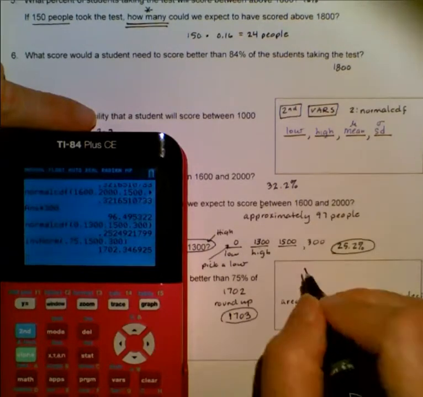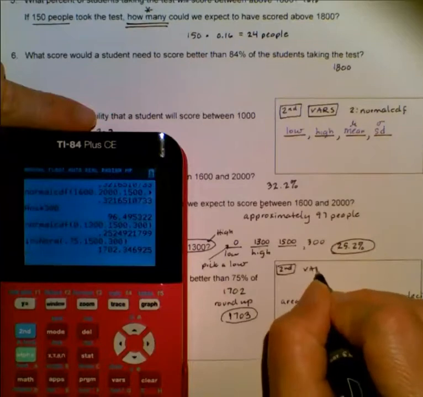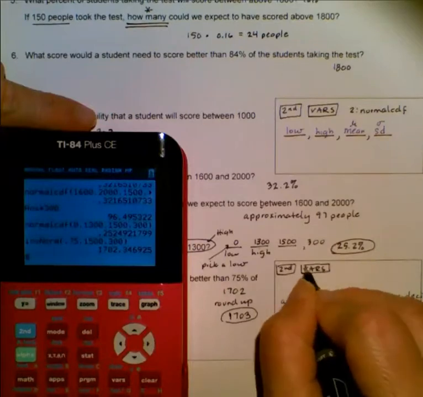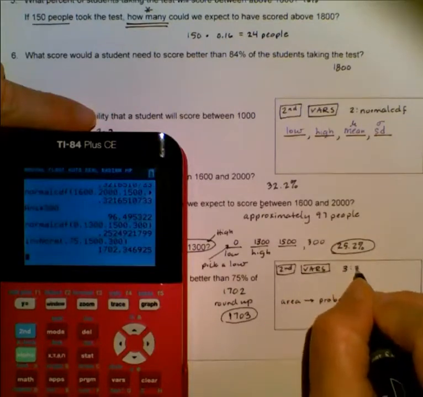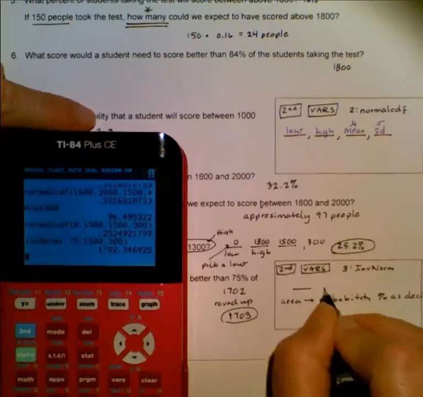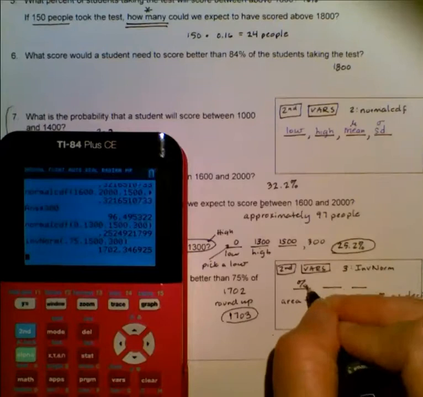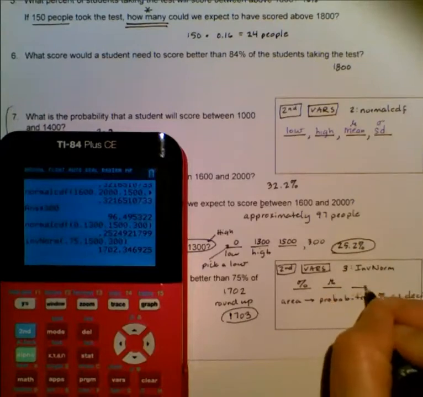So we're doing second vars, and this time we're picking number 3, which is inverse normal. And we're putting 3 things in. We're putting our percent as a decimal. We're putting in our mean and our standard deviation.